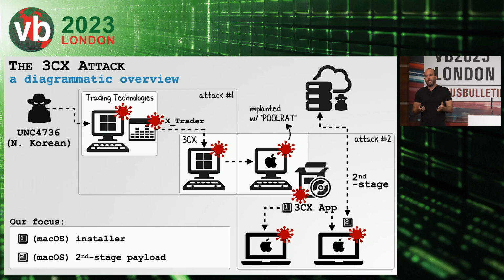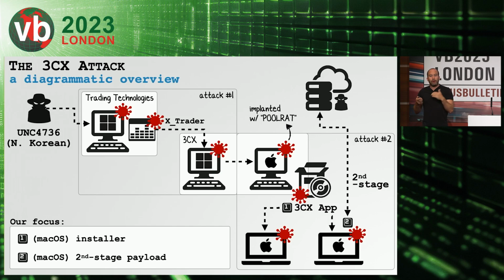APT group associated with North Korea infected a company called Trading Technology. Once they were in, they were able to infect this company's software, which then led to an unfortunate 3CX employee downloading this. So 3CX was actually a victim of the first supply chain attack. Obviously, when the 3CX employee downloaded and ran the infected Trading Technologies Windows application, this gave the North Korean adversaries access to the 3CX enterprise network.